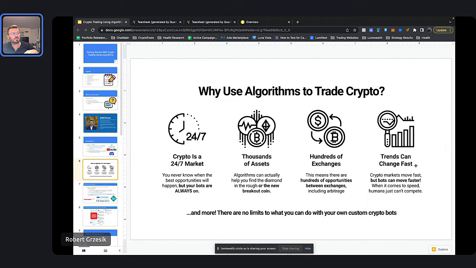Making sure that you're not being too emotional, right? A lot of people get caught up in the emotions of trading. I think that's really important with a bot. There's a few other things that are really important when you use bots. But also the last one that I have on this list is, trends change really fast, right?